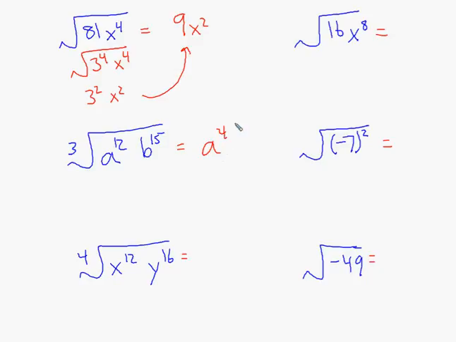A to the 4th. Okay. And the next one. X squared, y to the 4th. Yep. How about the next one? 4x to the 4th. How about this one? Would you have to do something about that x squared?